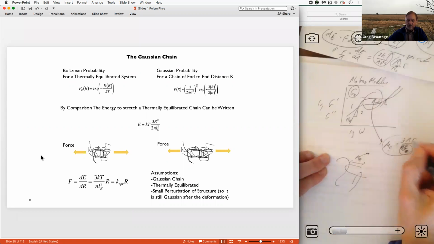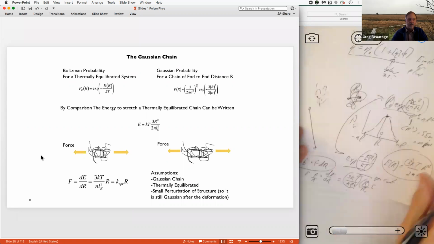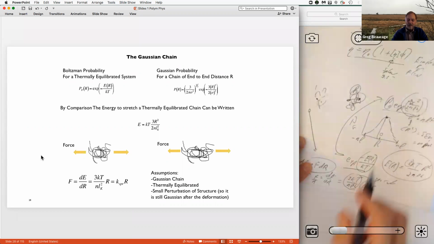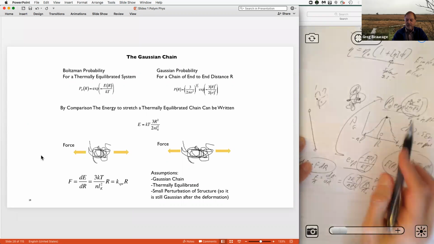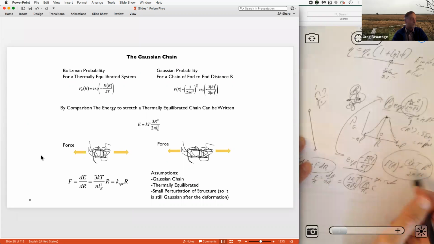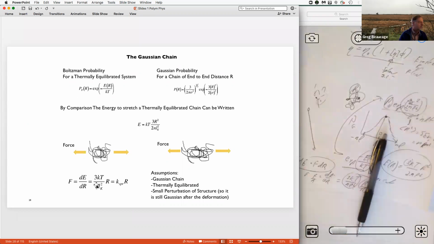And it follows directly from just a simple comparison of the Boltzmann energy function with this Gaussian chain function, which gives us the energy for a chain. All right, once you have the energy for the chain, you can get this modulus, this rubber elasticity modulus. This is the basis of rubber elasticity.